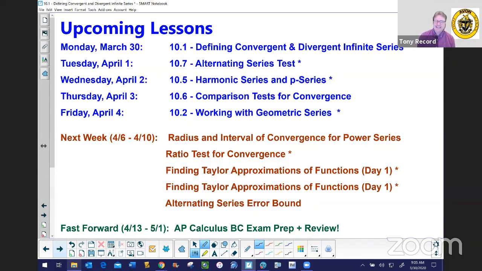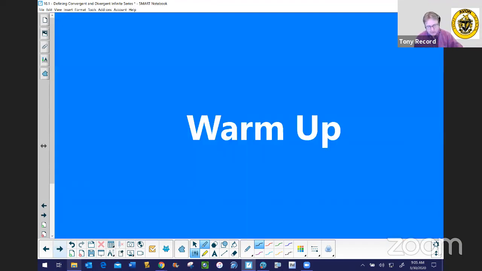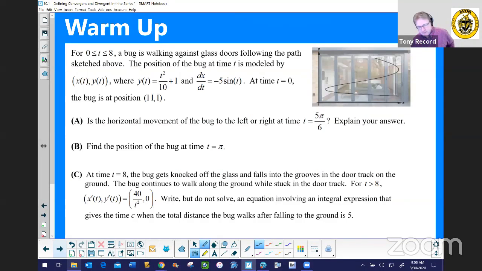Once again, anything that's marked with an asterisk means that it is going to be tested on the 2020 AP exam. All right, so with that, let's go ahead and take a look at this wonderful warm-up that Brian presented to you guys on Friday. I believe it was about an unfortunate little bug that was walking around on a glass window.